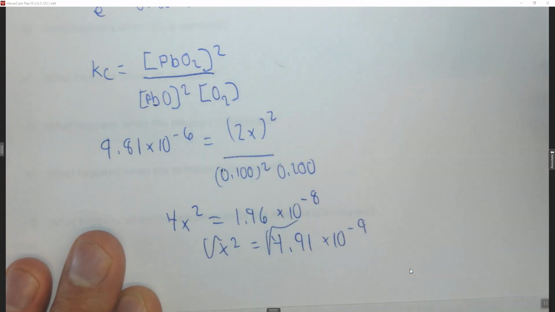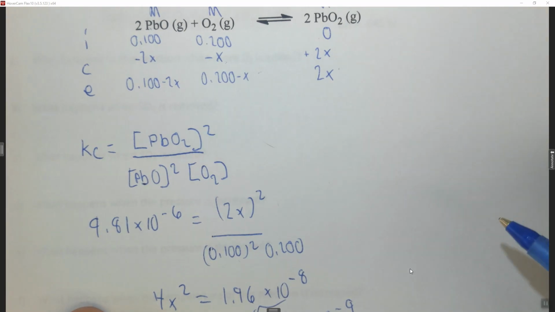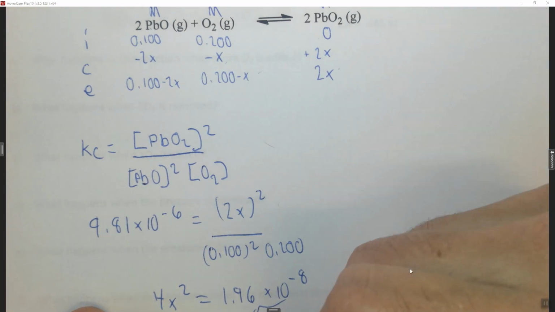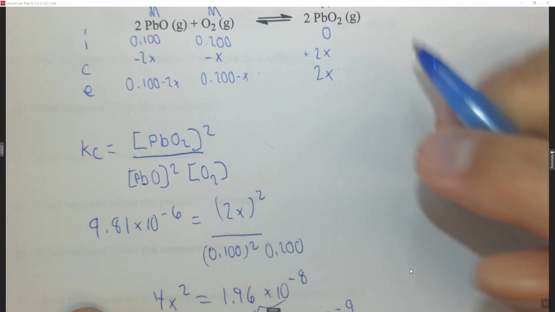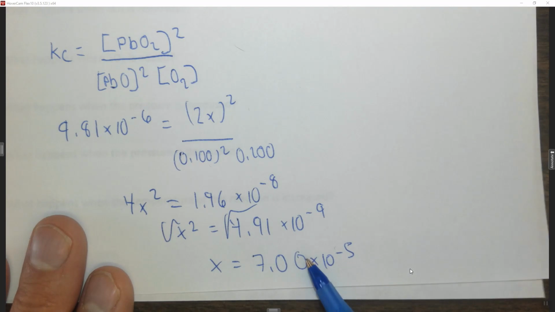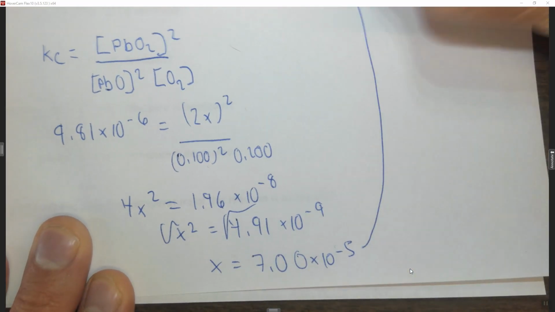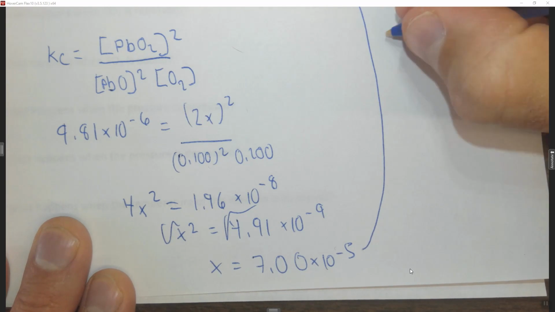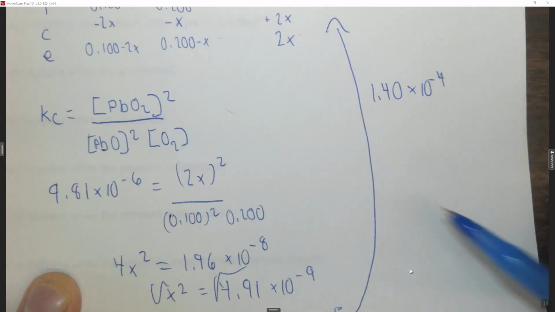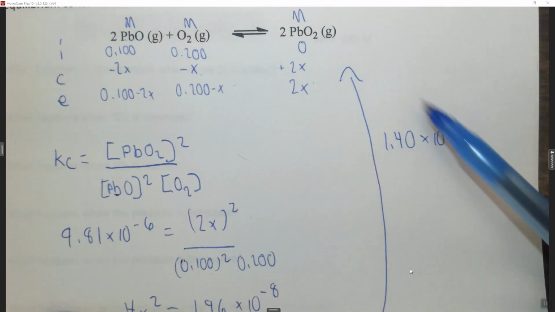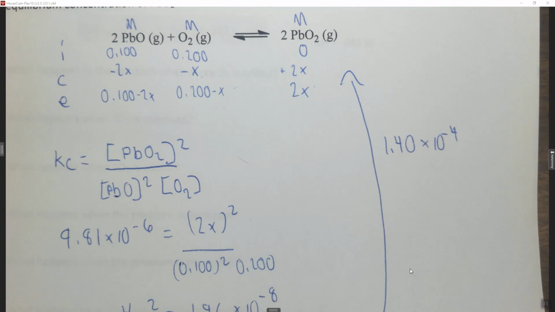Take the square root, and you find that x is 7.00 times 10 to the minus 5. Now, if you want the actual equilibrium concentration of PbO2, it's double this. It's 2x. So it's going to be 1.40 times 10 to the minus 4. You have to double this because this is x, and the concentration of PbO2 is 2x. So just that times 2.